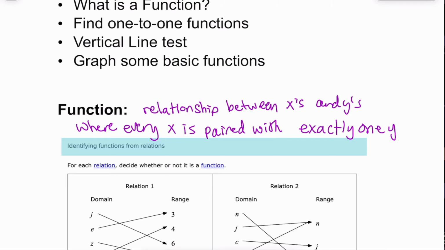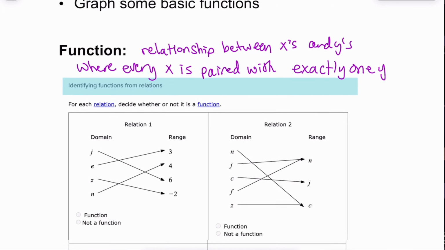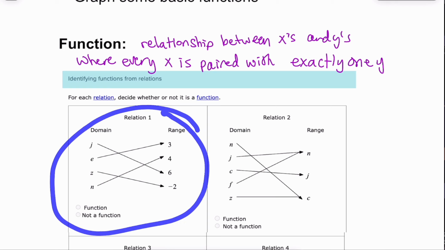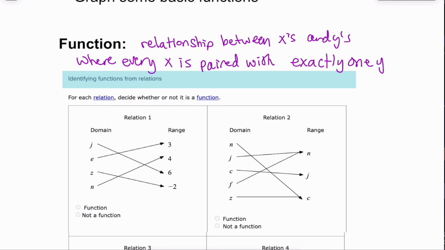So if we look at the relationships we see here, if we don't know if they're a function or not, they might be something called a relation. So let's take a look at this first one here. You'll notice how j is paired up once with 6, e is paired up once with 3, z is paired up once with negative 2, n is paired up once with 4. So that is a perfect example of a function.